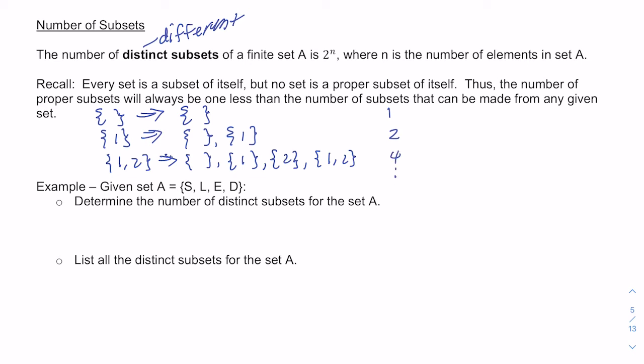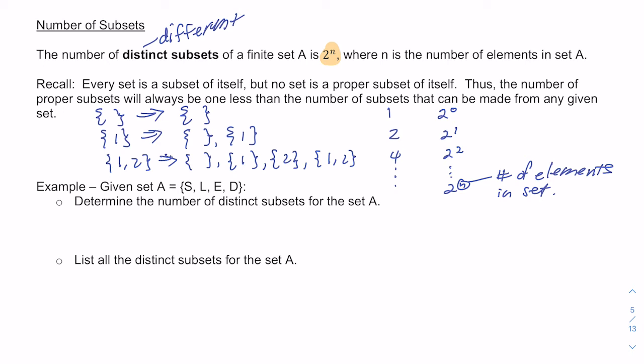And if I was to keep going on, I would notice that this is a pattern of 2 to the 0, which is 1, 2 to the first, which is 2, 2 to the second, which is 4, all the way down to 2 to the n. And n is just the number of elements in set A, or whatever set it is. So if I want to figure out the number of distinct subsets of a finite set A, we're just going to take 2 and raise it to the nth power. N is the number of elements in set A.